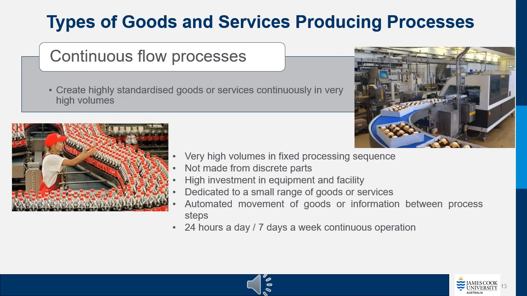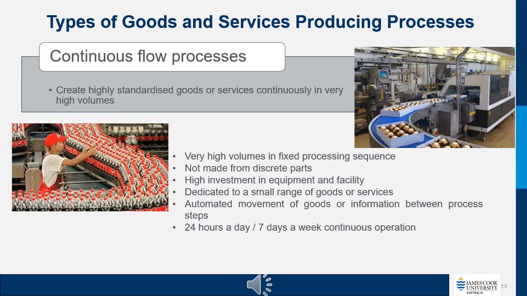Continuous flow processes are a type of manufacturing or production system where highly standardized goods or services are produced continuously and in very high volume. Here are some of the characteristics of continuous flow processes. These processes are dedicated to producing goods or services that are highly standardized and uniform in nature. They are designed for high volume production. The goods or services move through the production system in a fixed processing sequence.